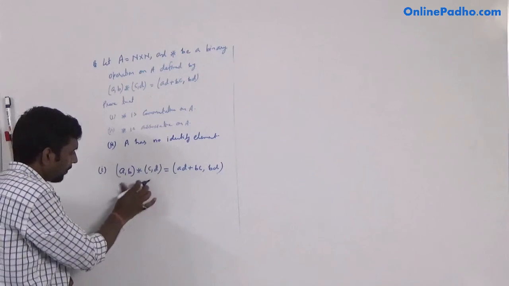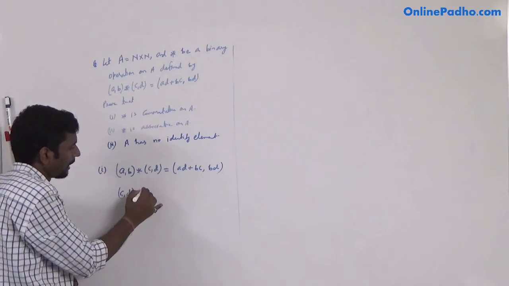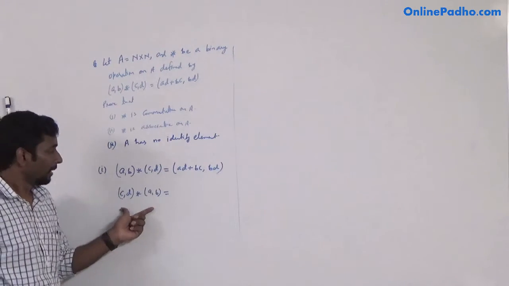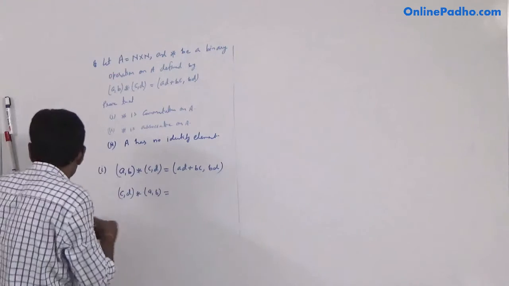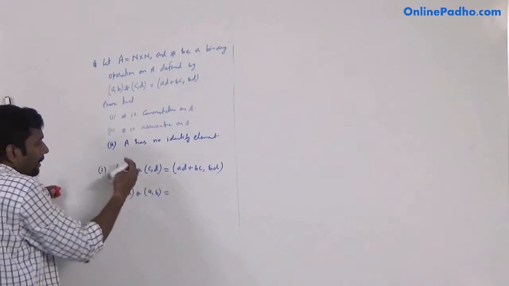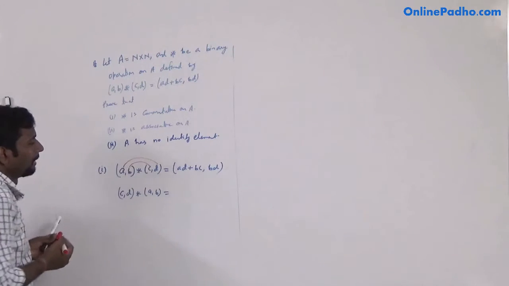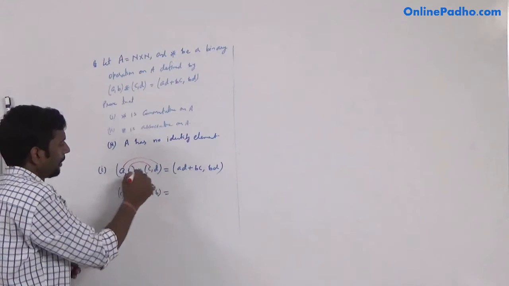Now we have to find CD star AB. We have to find this one, both must be the same. Now here we observe that AD is first and the last. Let us see. AD is first multiply last plus BC second multiply third. And the second element of the order pair is BD.